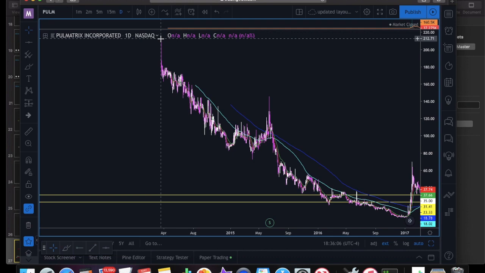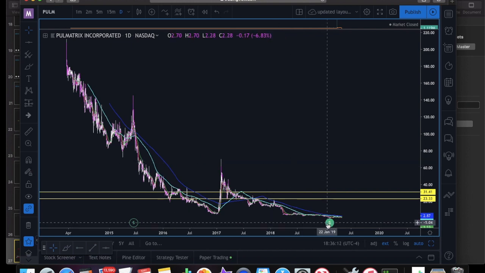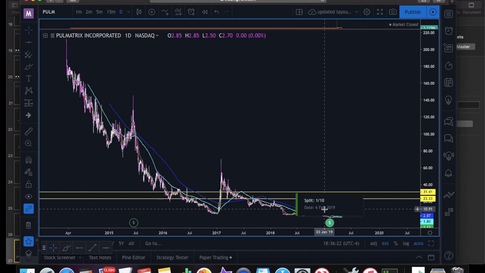And the reason why is because it went through a couple reverse splits. And you can tell that by looking at these couple of S's down here. So if we click on this S, February 6, 2019, it did a 1 for 10 reverse split. So whatever the price was on February 5th, it increased by 10. Okay, so when it increases by 10, the charts have to increase by 10 as well.